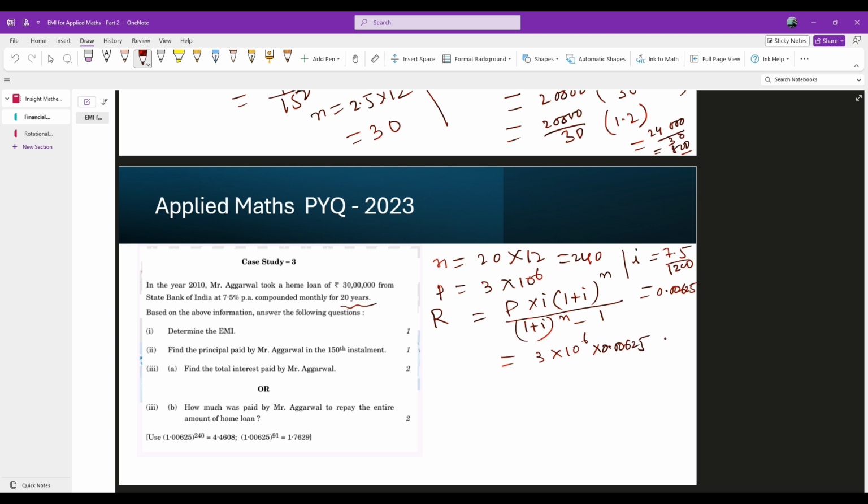So substitute there. This is going to be into I, that is 0.00625, into 1 plus that, this whole thing to the power 240, that divided by 1.00625 to the power 240 minus 1. They have given the value, don't worry. We will substitute there. Final step I will do by calculator. I have the scope to do. In exam I will not get. You have to do it manually.